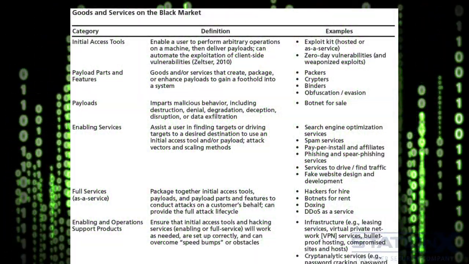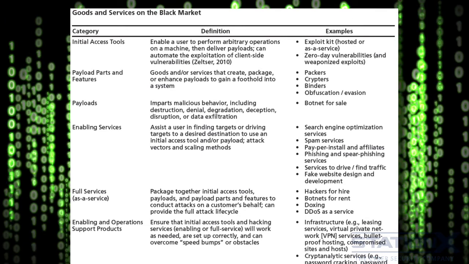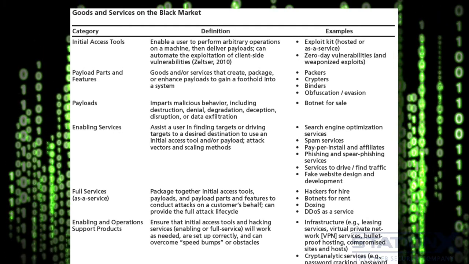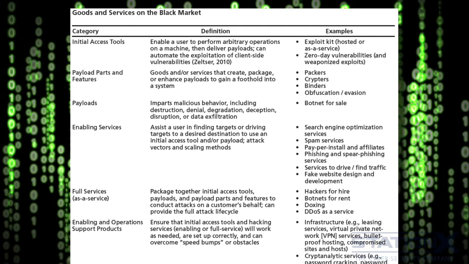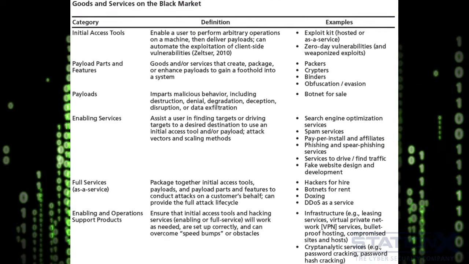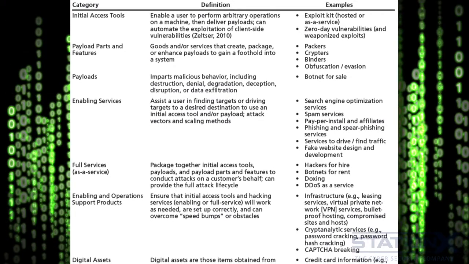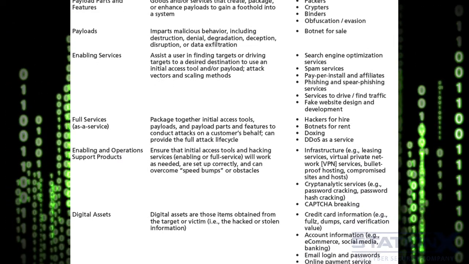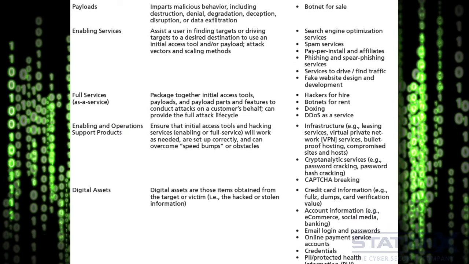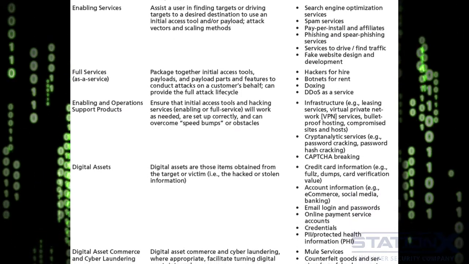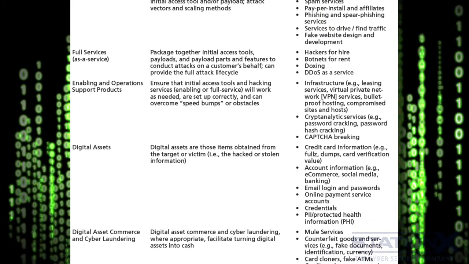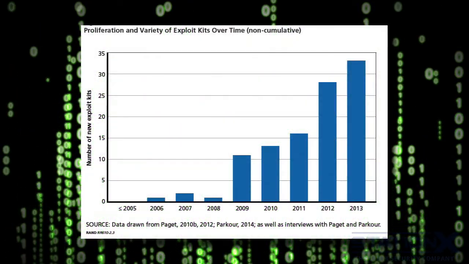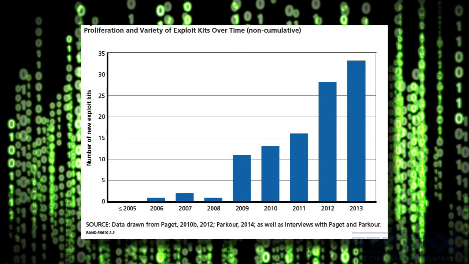Here you can see other types of goods and services that are available in the dark market. Everything from initial access tools, so the exploit kits that we've talked about, 0-day vulnerabilities, payload parts and features. These are packers, crackers, binders, obfuscators. These are the tools used to create malware that the antiviruses cannot pick up. And you've got all sorts of things, botnets for sale, hackers for hire, DDoS services, etc., etc. You can see here that the number of exploit kits are exponentially growing.